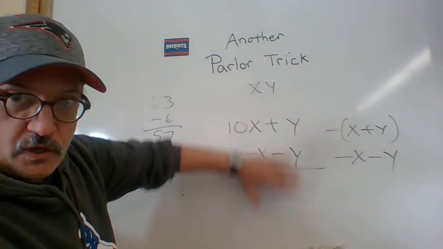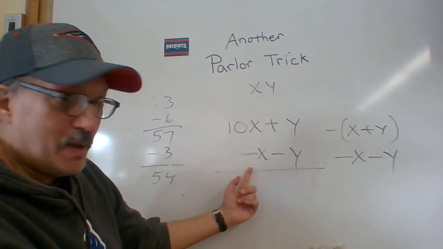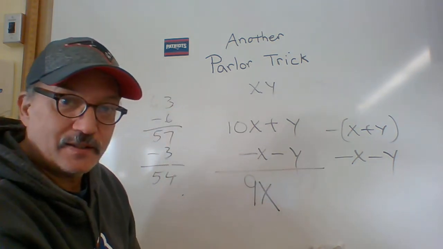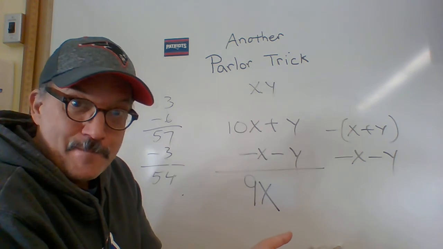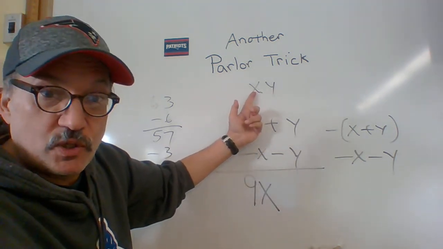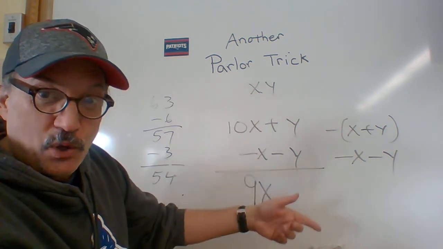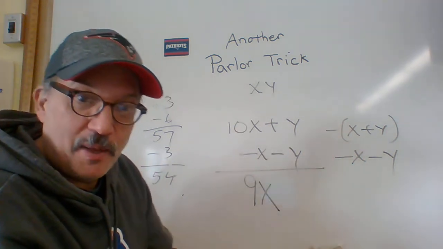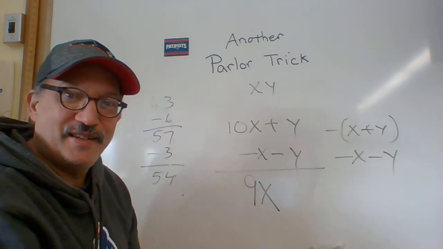You might have already finished this, I hope so. y minus y is 0, and 10x minus x is 9x. 9x, 9 times, it's actually the tens digit of your original number. 9 times a whole number is a multiple of 9. It's divisible by 9, so the sum of the digits in that number is 9.